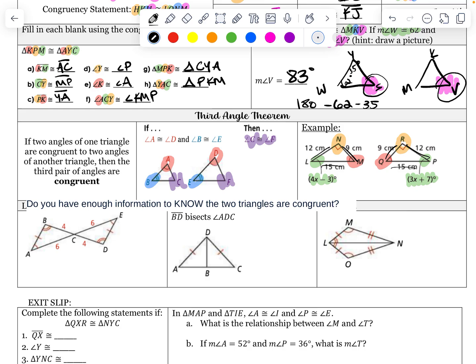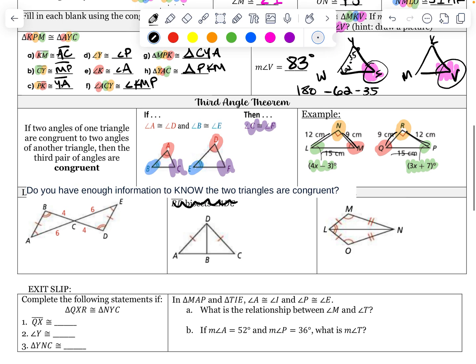All right, so the only way you know two triangles are congruent is if you know all three sides and all three angles are congruent. That is the only way to know this. Your notes don't have that. Okay, so let's look at this real quick. I know I need three sides and three angles congruent.